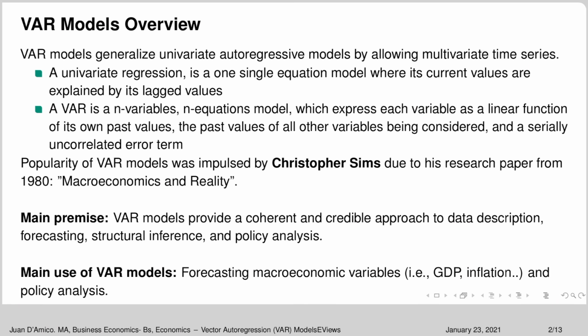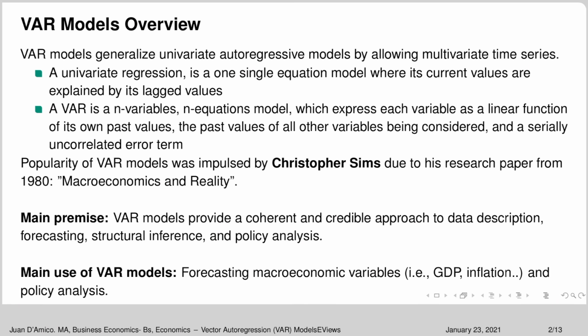So recall that a univariate regression is a single equation model where its current values are explained by its lagged values, whereas a VAR model is an n variables, n equation model, which expresses each variable as a linear function of its own past values, the past values of all other variables being considered, and a serially uncorrelated error term.